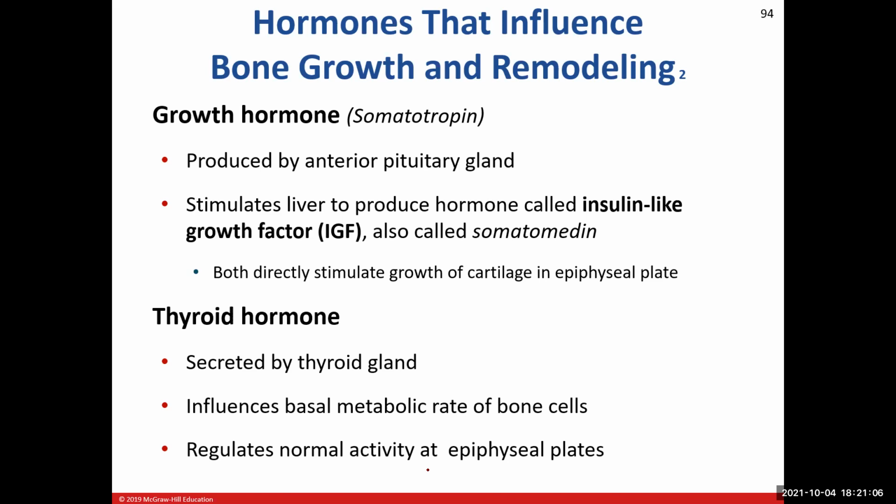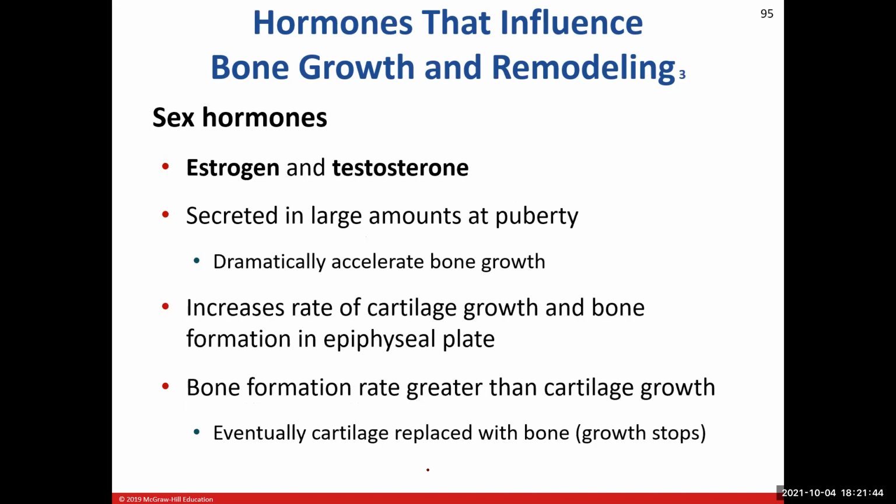Well, in this case, thyroid hormone, which is obviously made by the thyroid gland, is going to affect the basal metabolic rate of bone cells. And so it'll help, right, with the normal activity of these bone cells at our growth plates. So if you have a decrease in thyroid hormone, then that could potentially decrease how much you can grow. I'm not going to say it stunts your growth, okay, but you might not reach your full potential of being 6'2" and you're only like 6 foot. All right, so thyroid hormone is important, and so that's why it should always be well maintained.